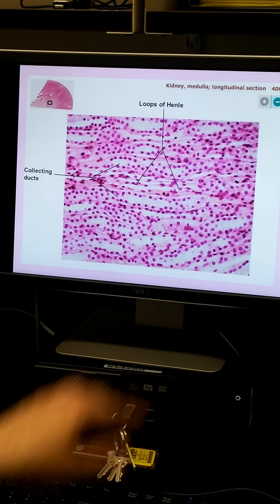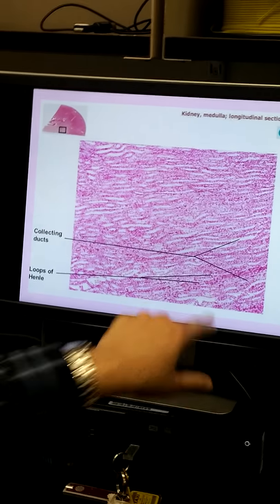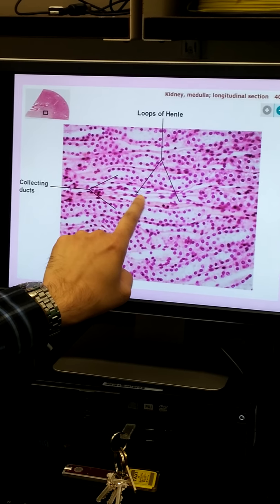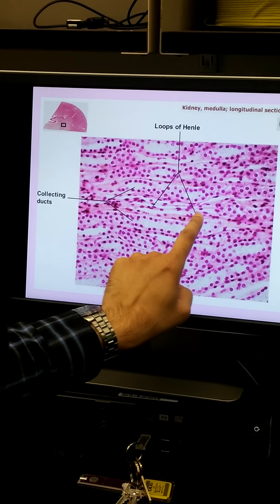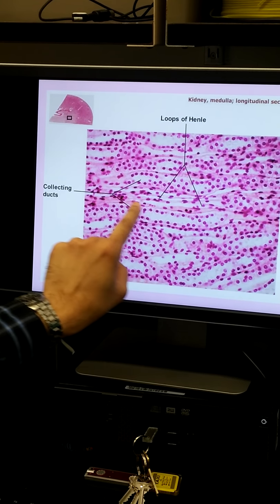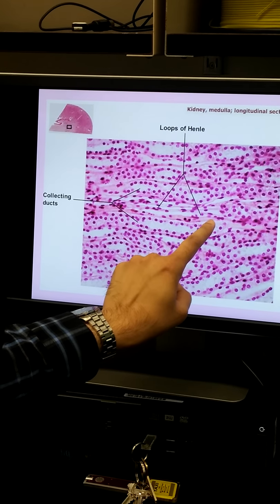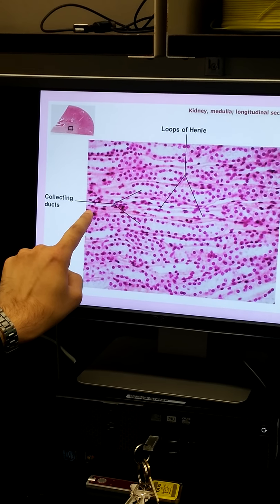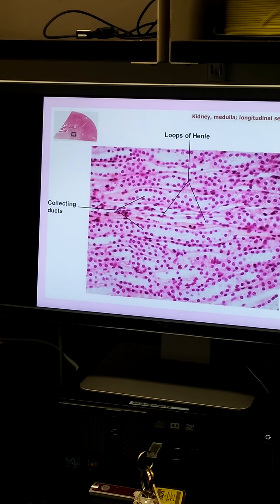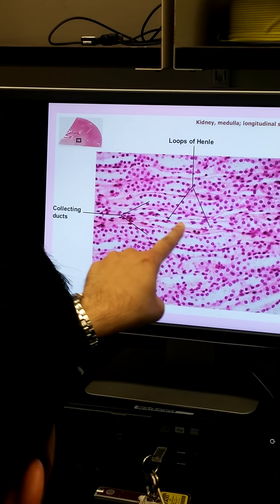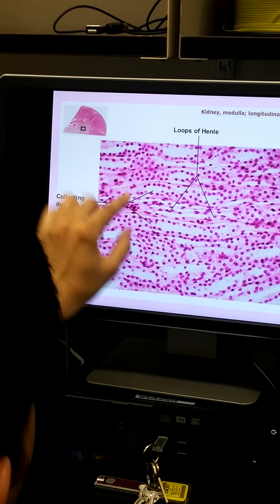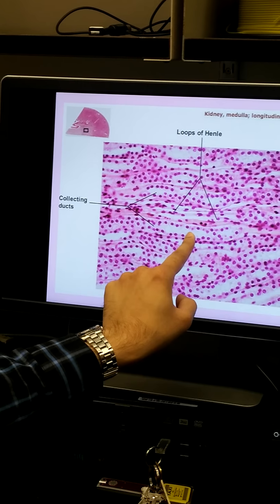Now we took that region, the loops of Henle, and we are zooming in on this now. Here you see the loop of Henle, right here. This is running, and you see blood vessels running alongside it. So how do you know which one is the blood vessel? The pinkish one, the one with the pinkish lumen. That is the blood vessel. That has RBCs in it. And the thin lumen, that is the loop of Henle. And adjacent to it, you have the collecting ducts. Collecting ducts obviously have a much wider lumen.